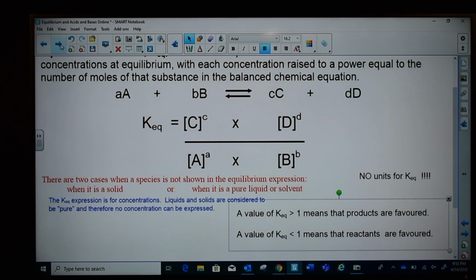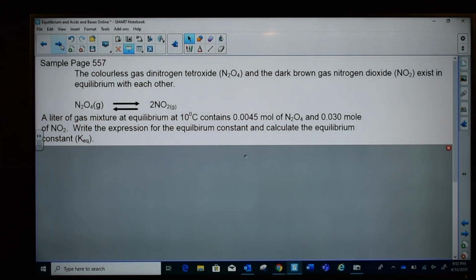Does Keq have units? Pardon? Hello? Keq does not have units.